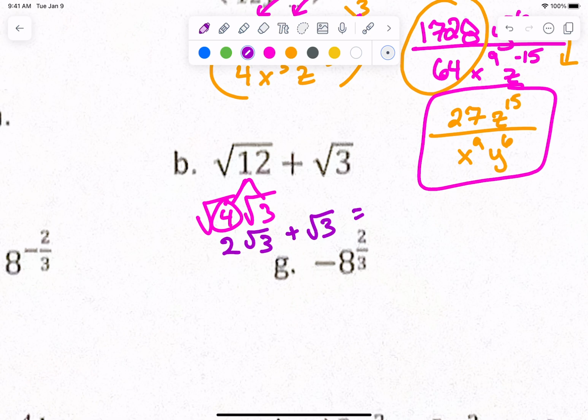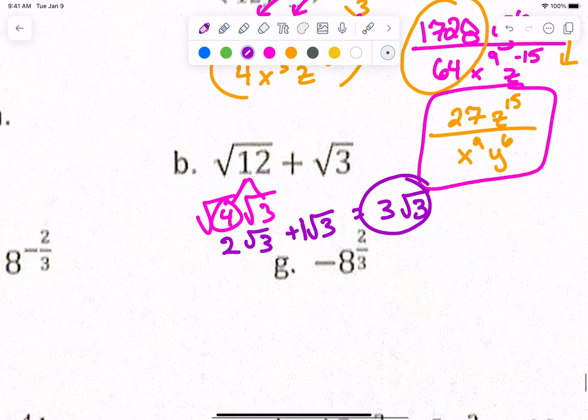Is it 3 square roots of 3 or 3 square roots of 6? They're the same base, so you don't change the base. This is 1 square root of 3, so 2 plus 1 is 3. Is it the square root of 3 or the square root of 6? Square root of 3. You don't change the base on the back of it, right?